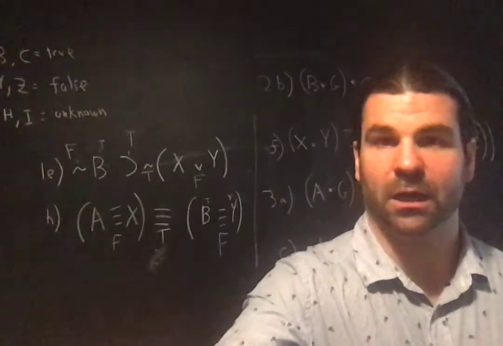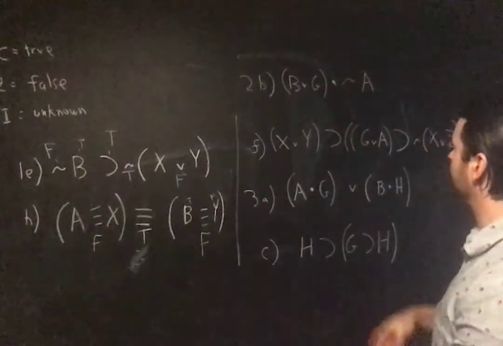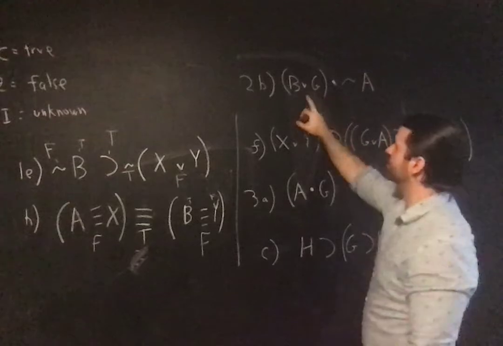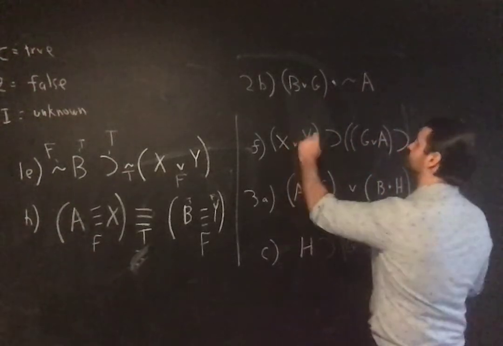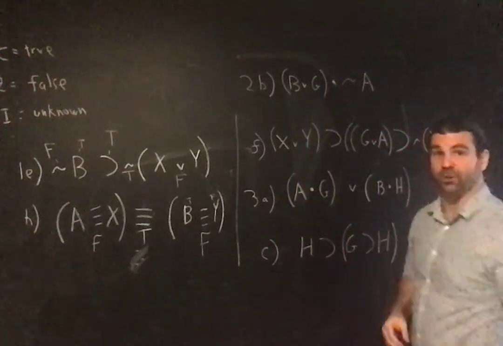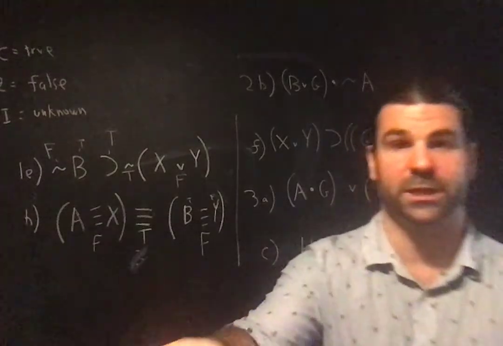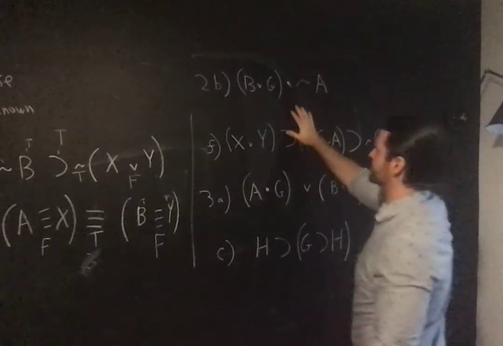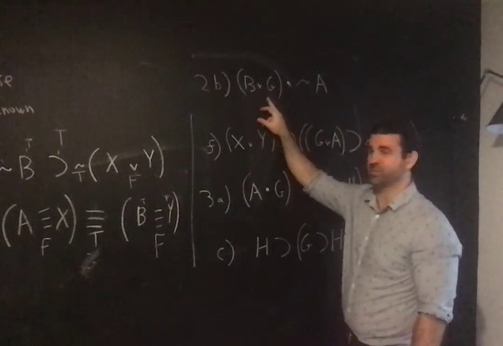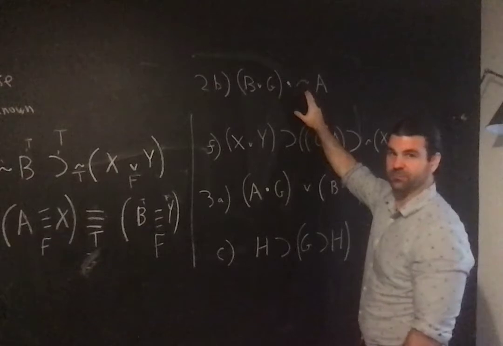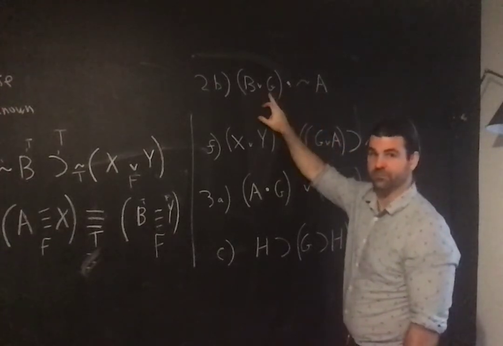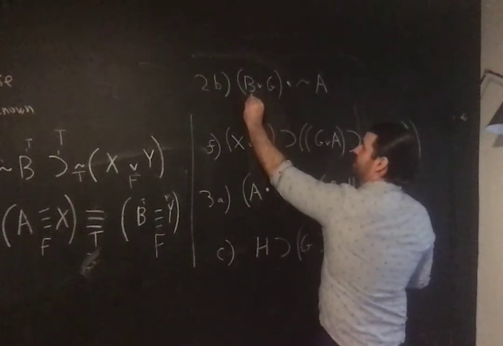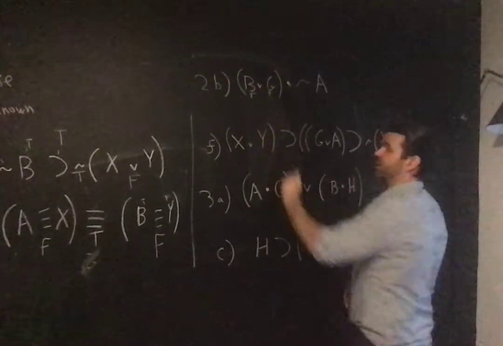All right. Number 2, we have 2D. So G is unknown. So what have we got here? Well, what's the overall operator, the overall form? It is a conjunction. It's a conjunction of the disjunction of B and G, and not A. Okay, so let's work this out. B is true, G is a question mark. We've not been given G.